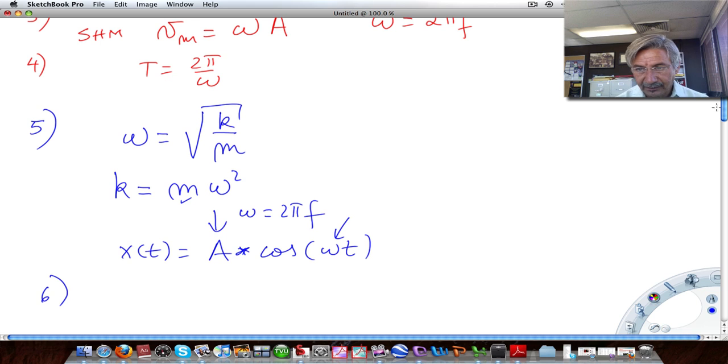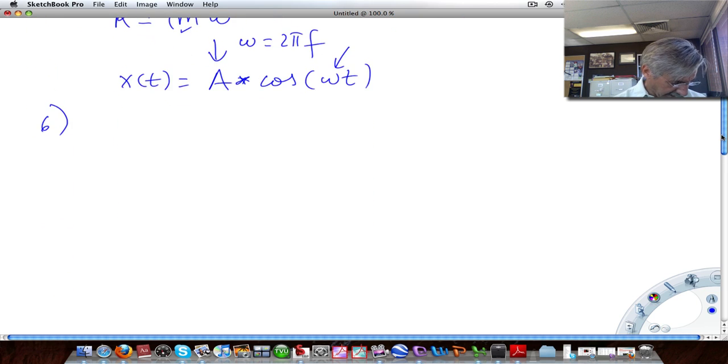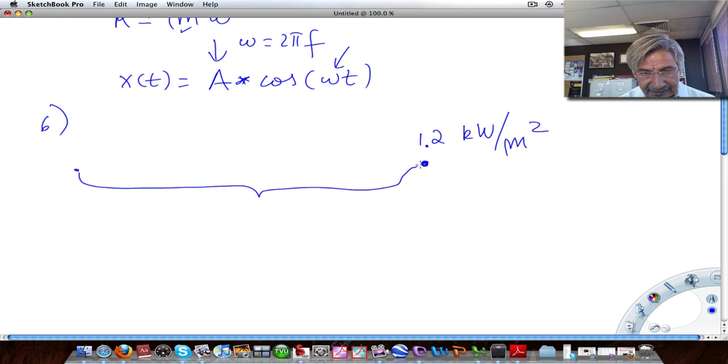Let's go over number 6. Number 6 is the solar power problem. Right here on Earth, per square meter, we have 1.2 kilowatts per square meter. That's why we can do solar power. That comes from very far away. This distance is D. This distance is 150 million kilometers. So double check that and be careful with the units, but this is the distance that is important.